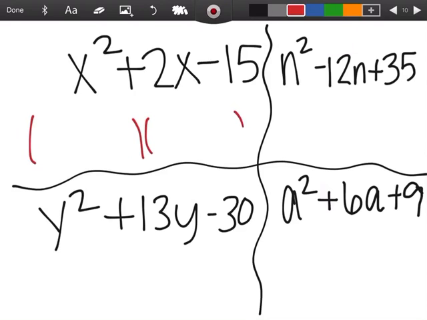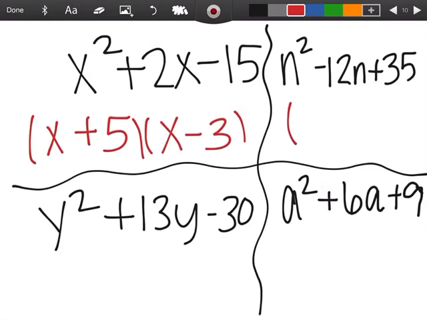So the two numbers that multiply to be negative 15 and add up to be positive 2 are a positive 5 and a negative 3. So you might have put the minus 3 first, but the 3 has to be negative. Two numbers that multiply to be 35 and add up to be negative 12, well, n and n, multiply to be positive 35 means they're both negative. So minus 7, minus 5.